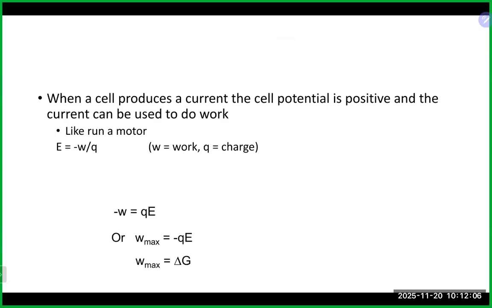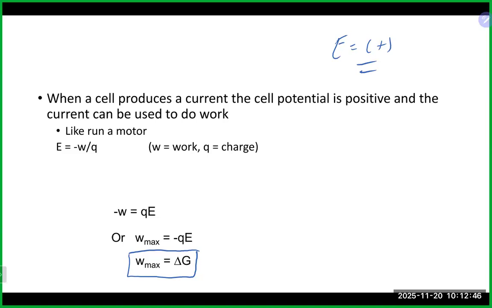So ultimately, when we talk about work, the energy is equal to our work divided by our heat. Our work is equal to heat times our change in internal energy. Ultimately, the maximum amount of work will equal our delta G value. So when a cell produces a cell potential that's positive, current can be used to do some type of work. So a positive E is usually a pretty good thing. You're going to get a spontaneous process that occurs where you can use that energy to do some type of work.